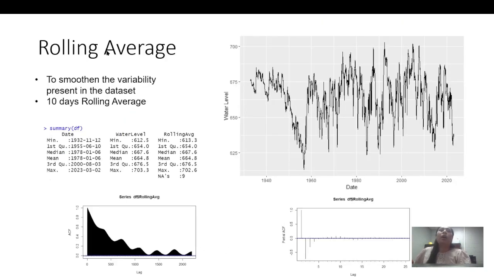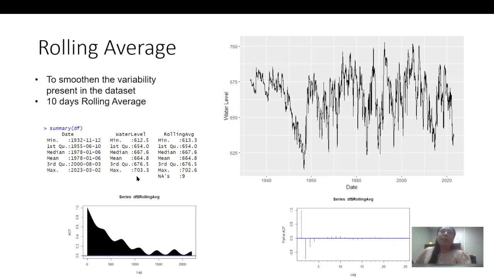Another thing we'll be doing to analyze the data is averaging. A rolling average helps to smooth the variability present in the data set without changing the feature or nature of the data itself. If you see the mean, median and quartiles of the original data set and the imputed data set, with the rolling average it doesn't seem changed at all.